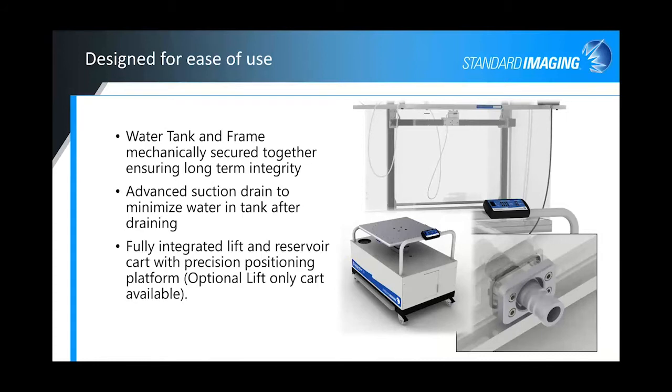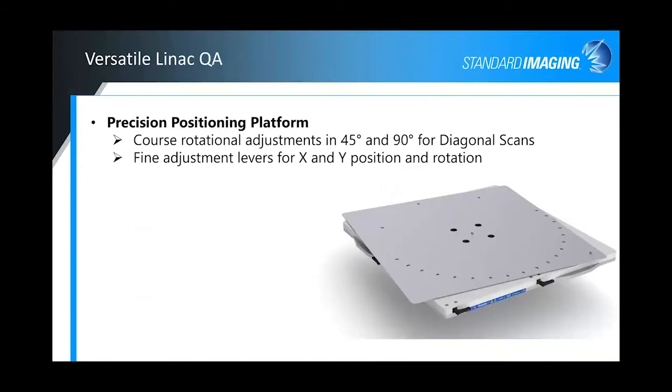We've got a fully integrated lift and reservoir cart with a precise positioning platform. If you don't want the reservoir, we also have an optional lift cart. A little bit more about the positioning platform. It has a coarse adjustment at 45 and 90 degree angles, and as a legacy feature, if anybody is still using Sentra, it also has 10-degree detents to rotate at every 10 degrees. But if you're doing your diagonal scans, you can lock it in at 45 and 90 and very easily set up for those diagonals.